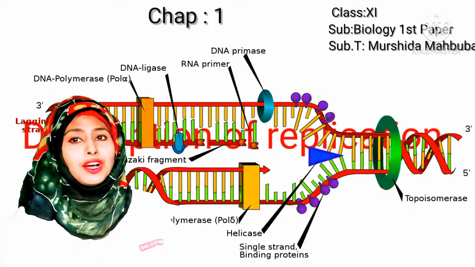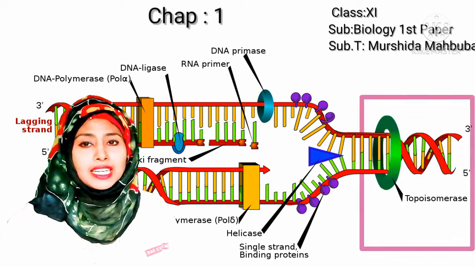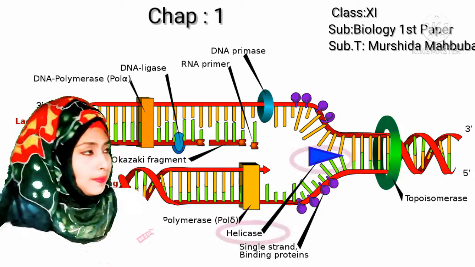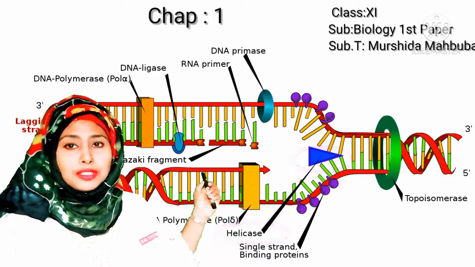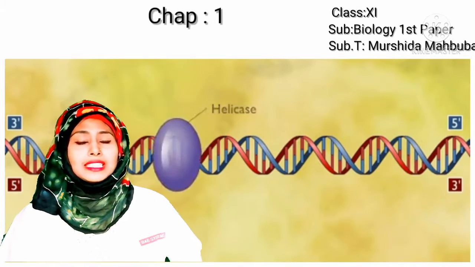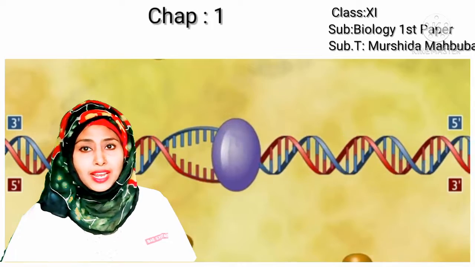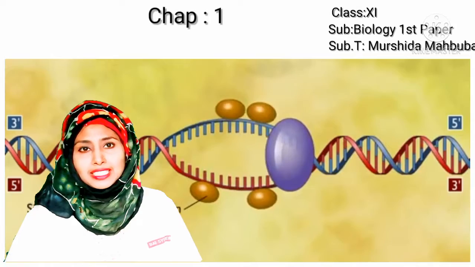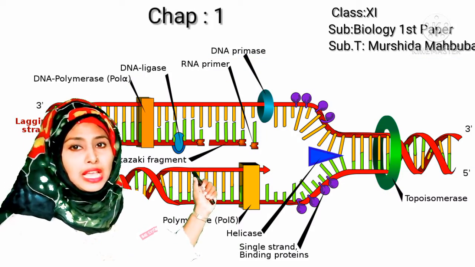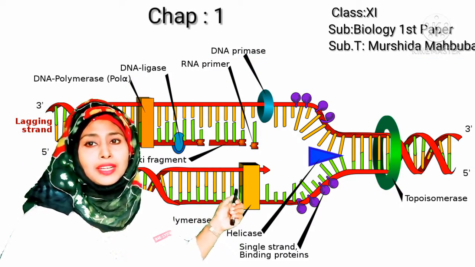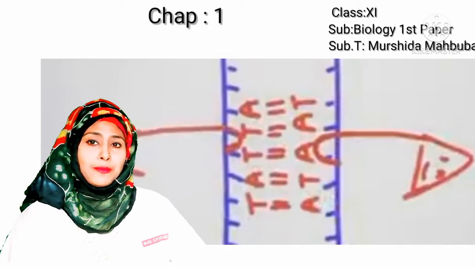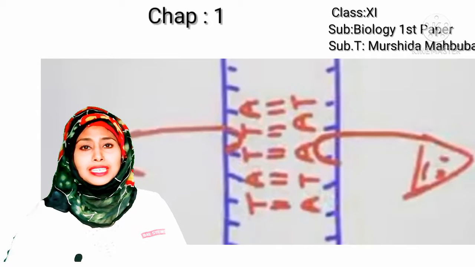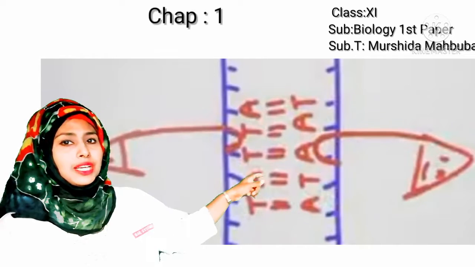At first, topoisomerase enzyme relaxes the DNA from its supercoiled nature. The enzyme helicase breaks the hydrogen bonds between the bases of nucleotides of DNA and the double helix is unwound to form single strands. The separation happens in the place where adenine and thymine bond are present, because there are only 2 bonds, that's easy to break.